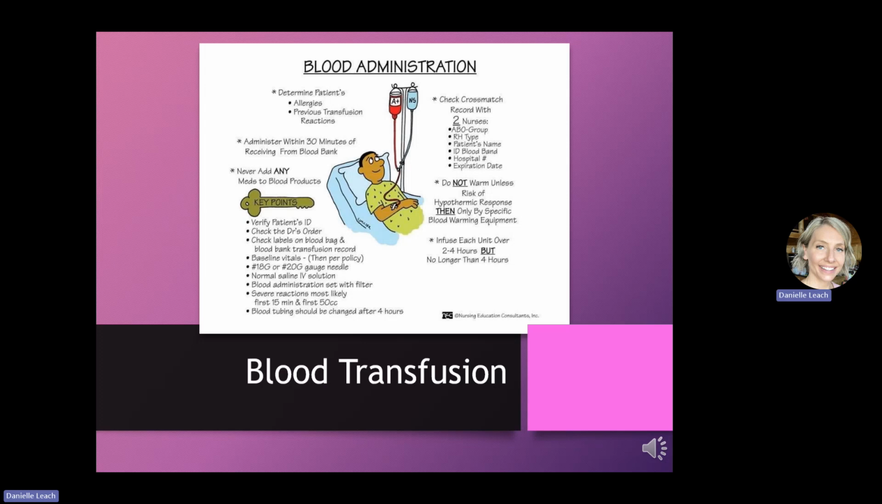Depending on your facility, you may also be scanning the blood. We don't want to warm the blood unless that is actually ordered, and there are specific blood warming machines. And we should be infusing each unit over 2 to 4 hours, but no longer than 4 hours.